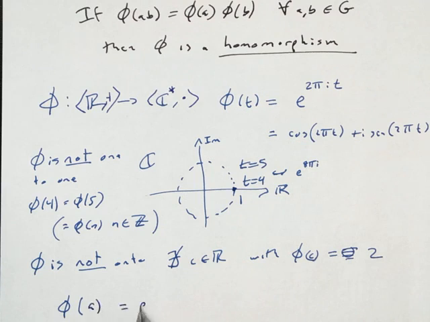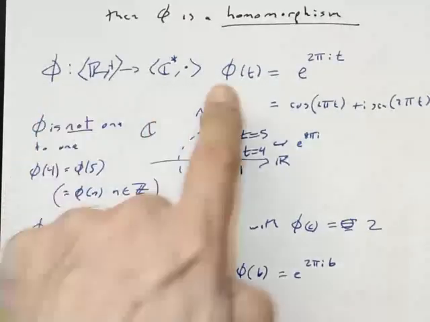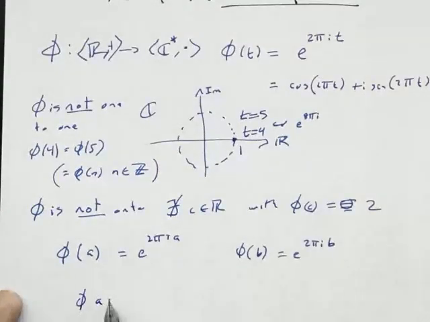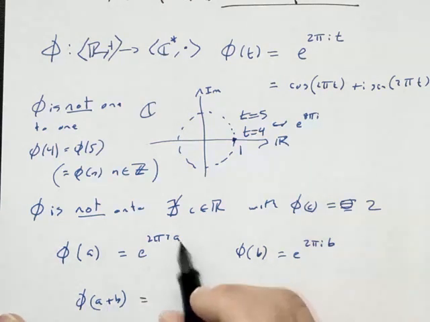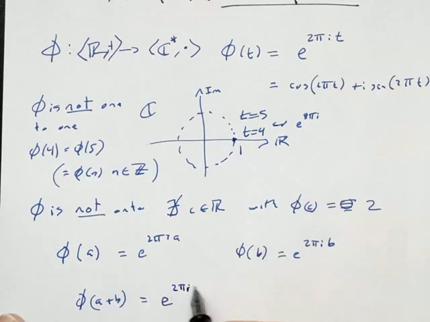Phi of A is e to the 2 pi i A. Phi of B is e to the 2 pi i B. Over here I'm adding, over here I'm multiplying. So I want to look at phi of A plus B. What is that? Just need those two added together. Oh, careful. This now goes where this is. But when you add powers, what do you do with the bases? Aha!